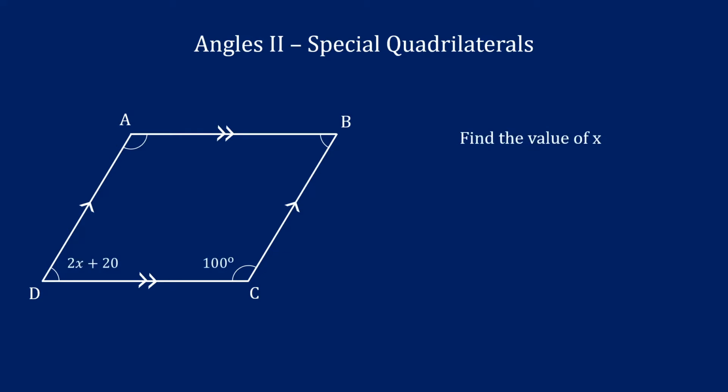Pause here, come back when you've got an answer. You should get that x is equal to 30. Pause here, come back when you've got an answer. You should get x equals 125. Pause here, come back when you've got an answer. You should get that x is equal to 50. Cool, that's pretty much it.